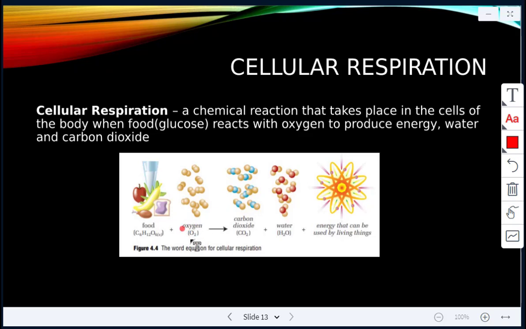Notice oxygen is shown as O2 because it's diatomic, and it's producing carbon dioxide, water, as well as the energy that all living things will use for all our day-to-day actions, anything that we do to survive, our movement, all our body processes, and so on. All right, so I have one last video to show on cellular respiration.